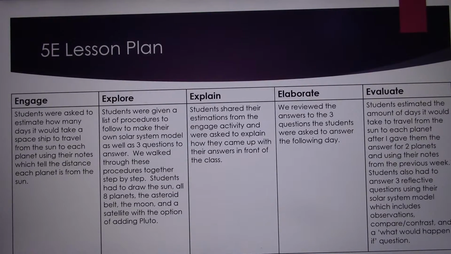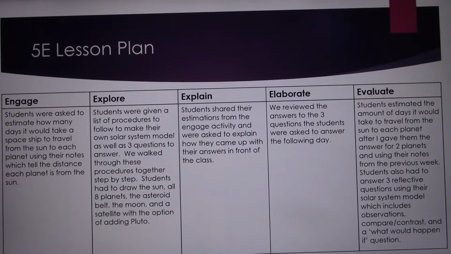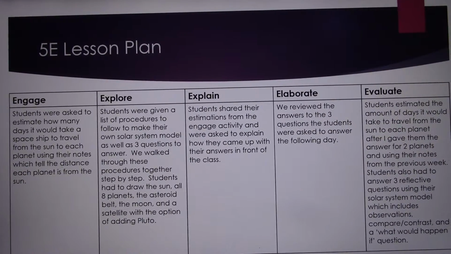And here's my 5E lesson plan. To start out, for an Engage, I had the students draw out a chart, kind of like a graphic organizer, and students were asked to estimate how many days it would take to travel in a spaceship from the sun to each planet. And they used their notes that they previously had written down that had the distance of the planets from the sun in miles, but this was a nice way for them to put a unit on them that they could actually understand pretty easily.